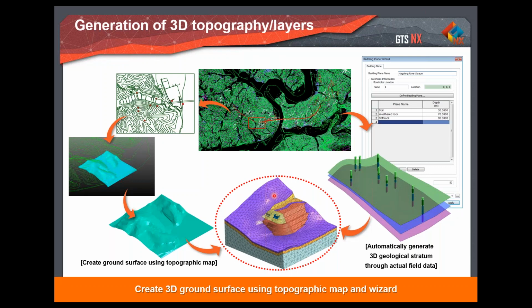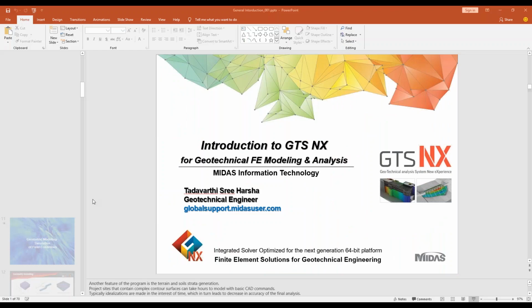Once modeling is completed, the rest of the thing is a procedure. We go for material definition, we go for meshing, we go for loadings, and we go for analysis. So that's a procedure, but the modeling is the majority of the main thing. And now I'll be demonstrating a particular modeling feature called Terrain Geometry Maker. So let's see.